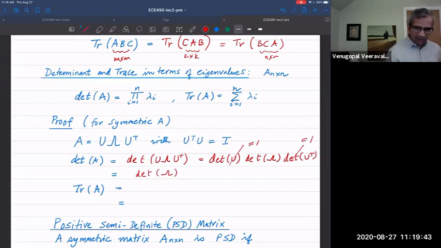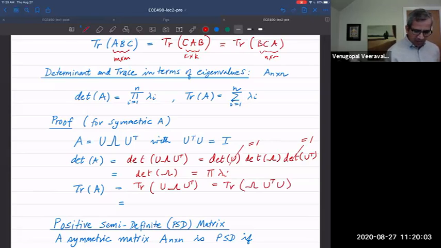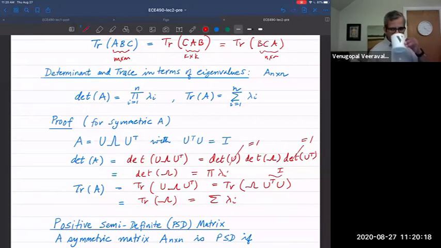And it's a diagonal matrix, so the determinant is just a product of the diagonal elements. So that's how you get the product of lambda i's. Okay. Similarly, the trace is the trace of U lambda U transpose, and here's where we're going to use the trace invariance property. So this is the same as trace of lambda U transpose U, but U transpose U is the identity matrix. So this is just trace of lambda, which is a diagonal matrix, so you get the sum of the lambda i's, right? So that's how you show these properties.